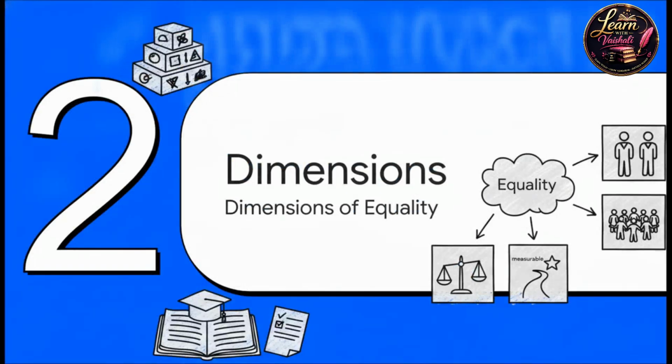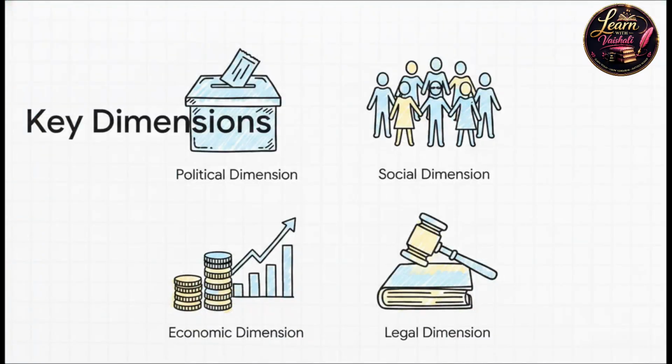Moving on to Section 2, Dimensions of Equality. If you want to score top marks on this exam, you really need to memorize these 4 key dimensions: political, social, economic, and legal. Think of these as the 4 different arenas in our society where equality actually has to be enforced to make a difference. Let's break down what each one of these looks like in the real world.